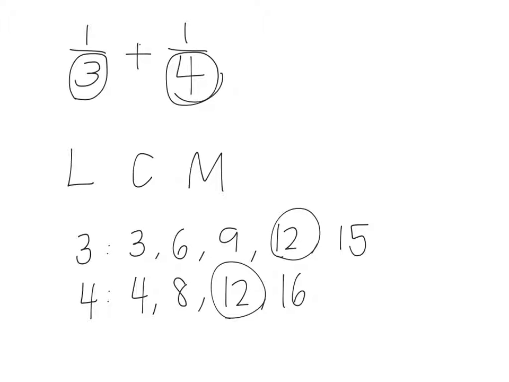What that means is we can say 1/3 is equivalent to something over 12, right? And 1/4 is also going to be equivalent to something over 12. How can I figure out what numbers are missing? Well, I know that 3 times something equals 12. 3 times what equals 12? 4, which means I need to do 1 times 4, which is 4. So that means that 1/3 is equivalent to what? 4/12.